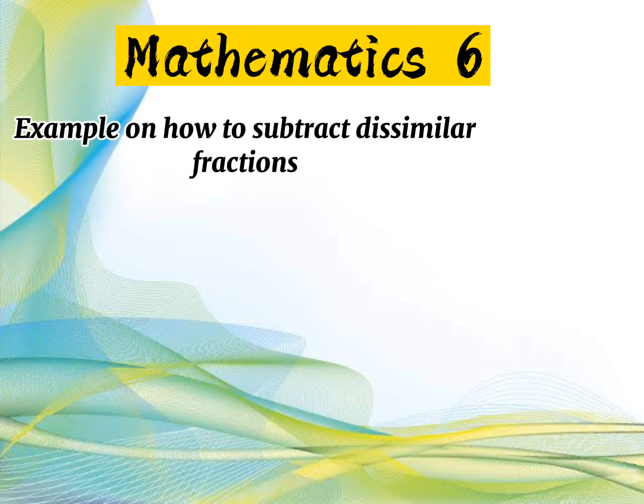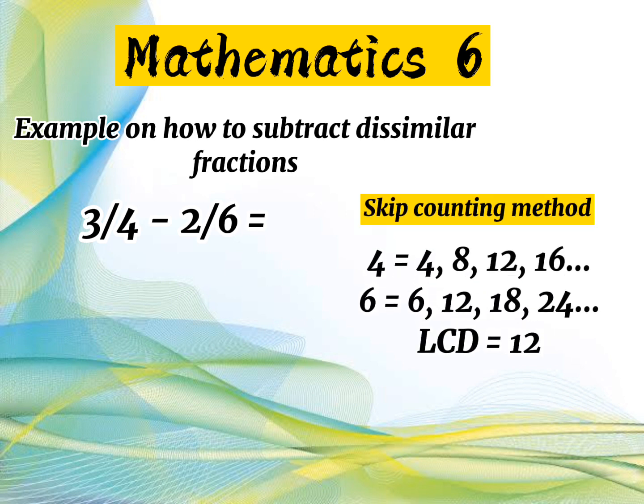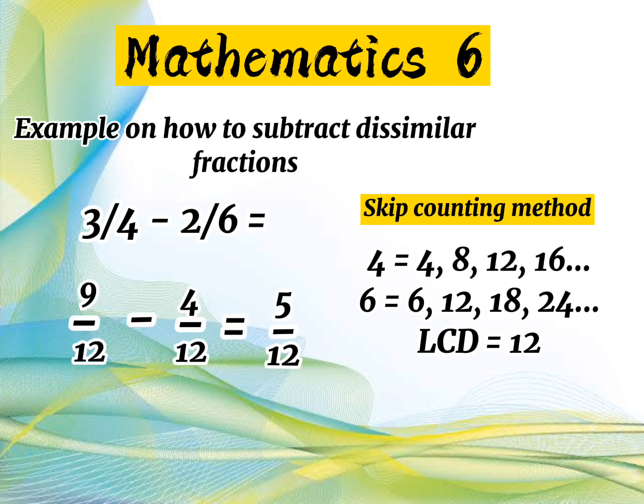Example on how to subtract dissimilar fractions. Example number 1: 3/4 minus 2/6. Always remember, class, to subtract dissimilar fractions, we first find the LCD, or least common denominator. We use the skip counting method. Look at the example below. The LCD of 4 and 6 is 12, and then we use 12 to change 3/4 and 2/6 into similar fractions, and then perform the subtraction. 9/12 minus 4/12 equals 5/12, the final answer.